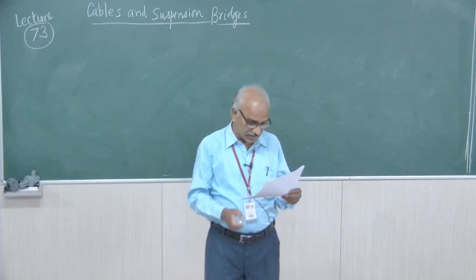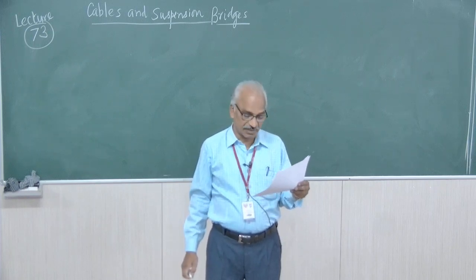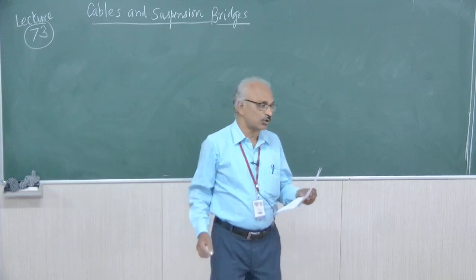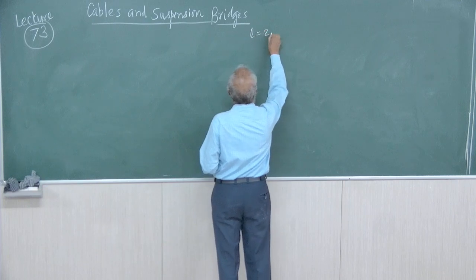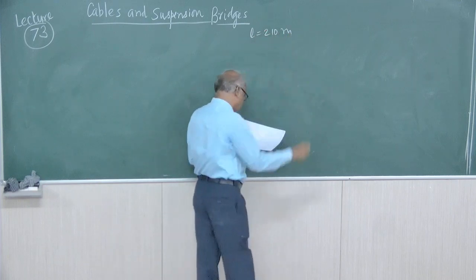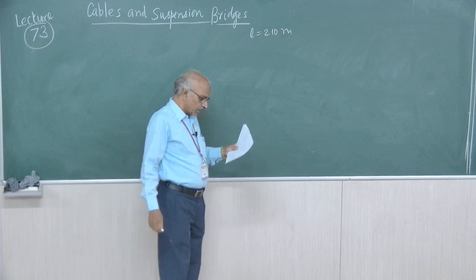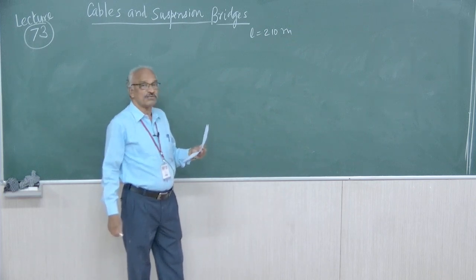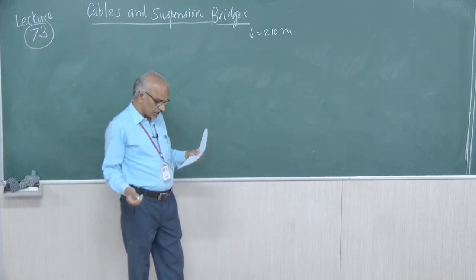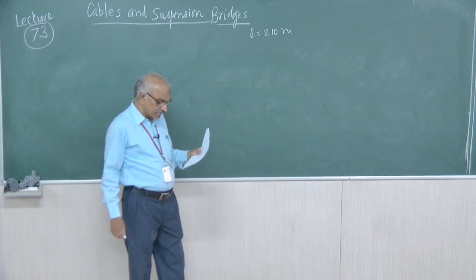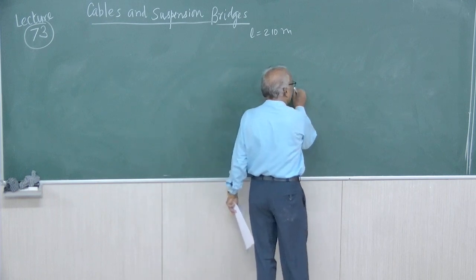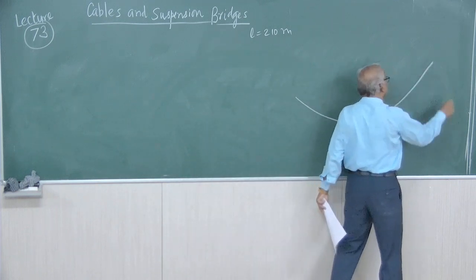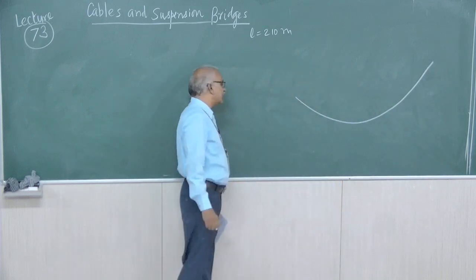The problem is: a suspension cable of horizontal span 210 meters, so L equal to 210 meters, is supported at two different levels. The right support is higher than the left support. That means the right support is at a higher level than the left support.